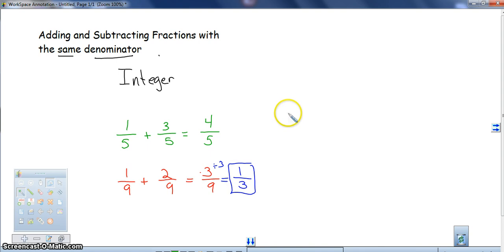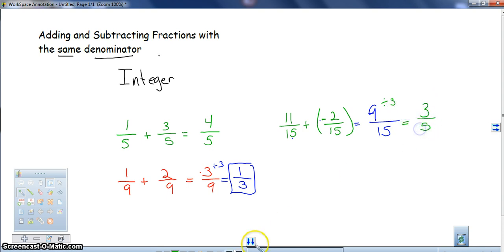Alright, let's look at what if you have positive and negative fractions. So let's say I have 11/15 plus a negative 2/15. Well, the denominator is 15, so it stays 15 in the bottom. But what is 11 plus negative 2? Well, that's positive, I'm sorry, positive 9. Positive 9/15. But this one, I can divide them both by 3, and so I get 3 over 5.